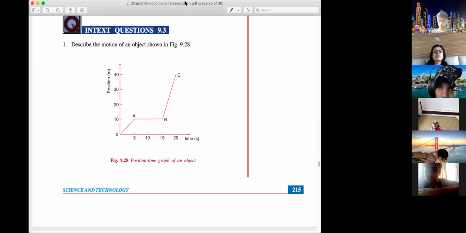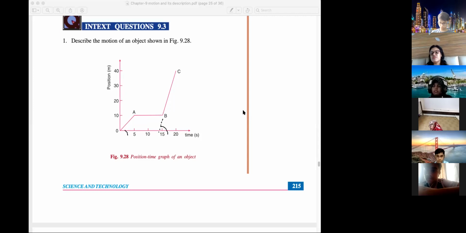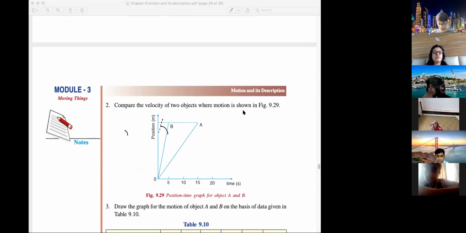Wait. You can check the slope. From here we will draw a dotted line. And here you see this angle is less than this angle. Okay. If you visualize this, this is more steep. So that is why here the object is moving at higher speed. Okay. So this type of figure-based, graph-based questions might be asked.